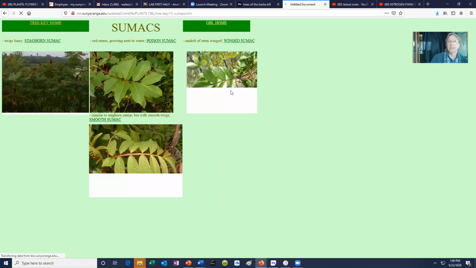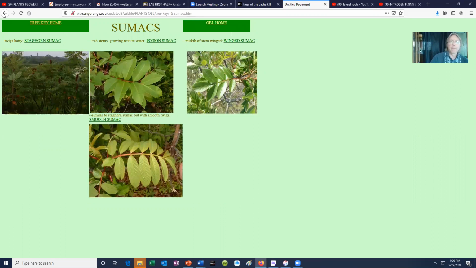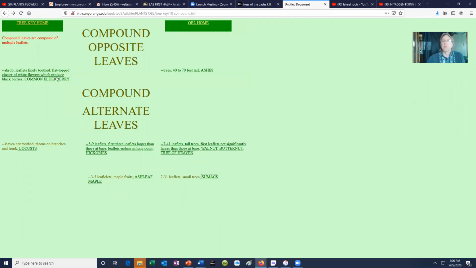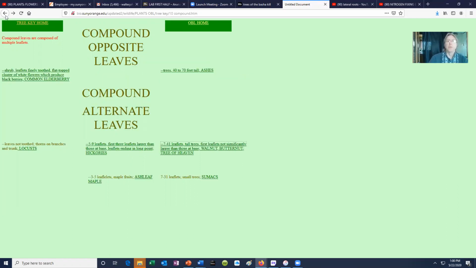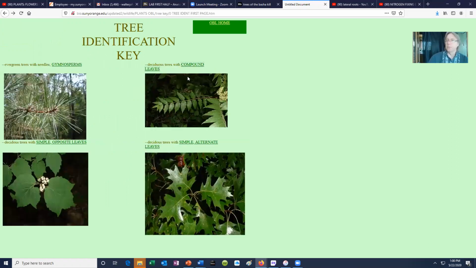All right, so all of these are leaflets. So once you knew it was a compound leaf, you could say, do I have 7 to 31 leaflets, in which case it's a sumac, or 7 to 41, it's a tall tree, in which case I'm maybe looking at a walnut, a butternut, or a tree of heaven. But once again, this key could help, because now it would just put all of the compound leaf trees together.